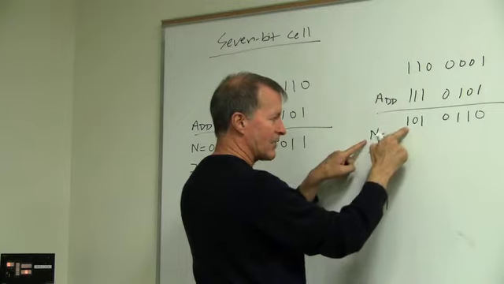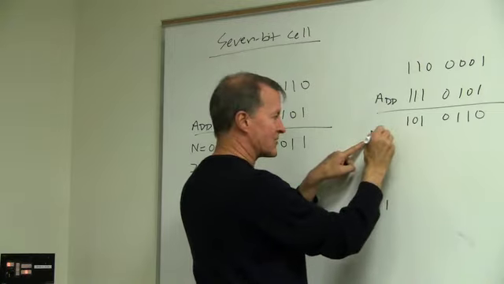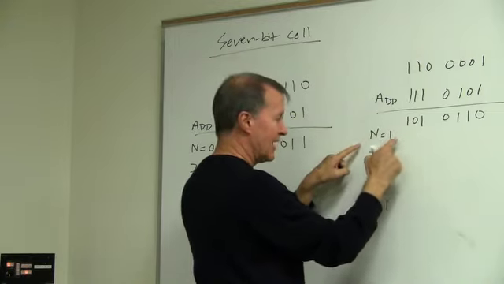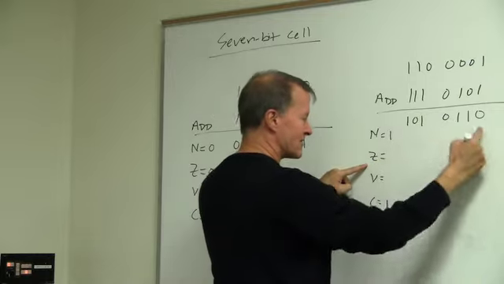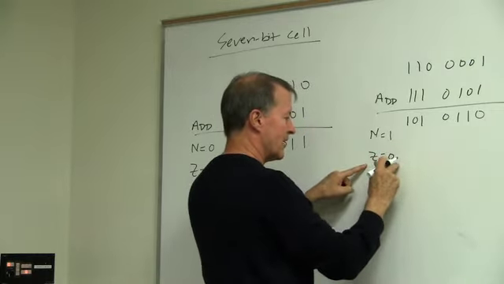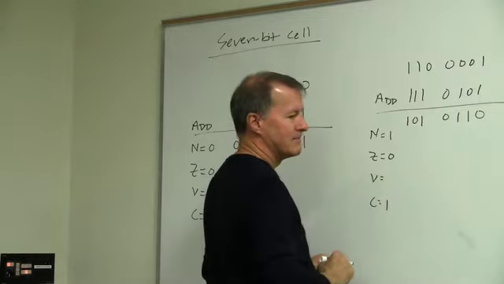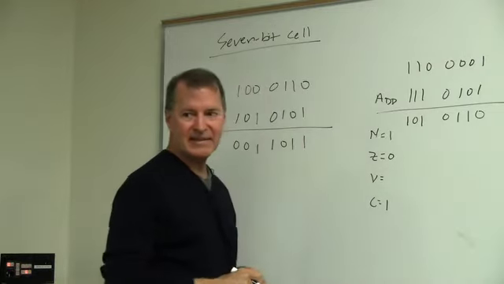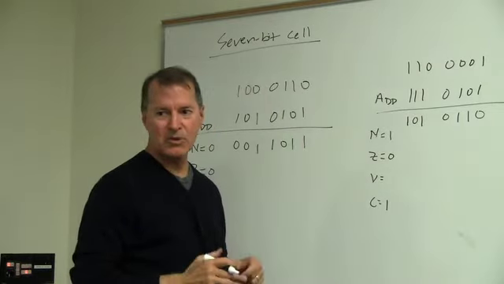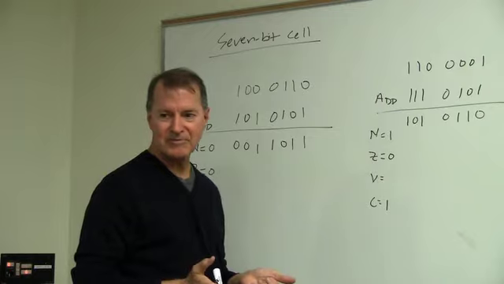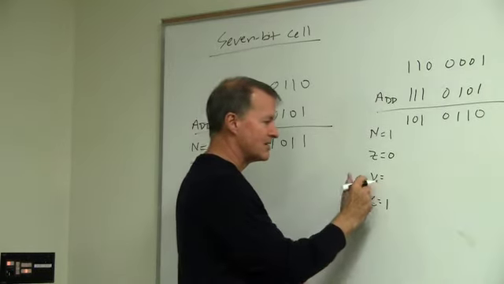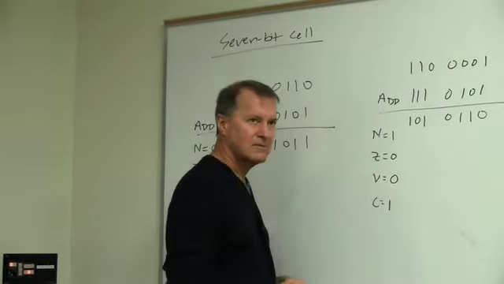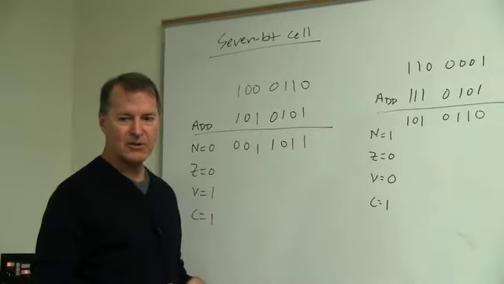And what about N? 1. It's the copy of this bit. The result is negative, so N is 1. Are you with me? And Z is what? 0, because they're not all zeros. But now what about V? We had two negatives and we got a negative? Yeah. So did we overflow, yes or no? No. So what is V? 0. Cool. Are you with me?